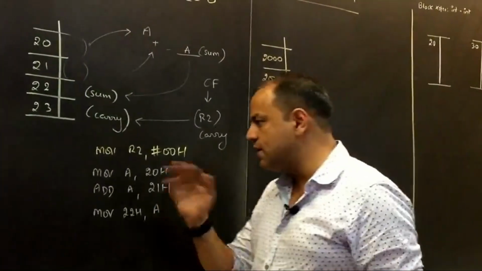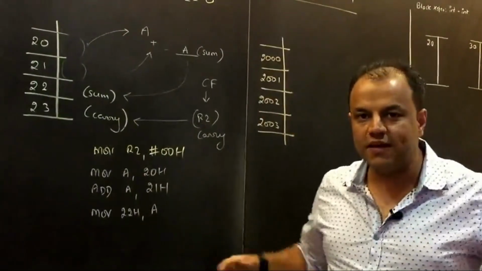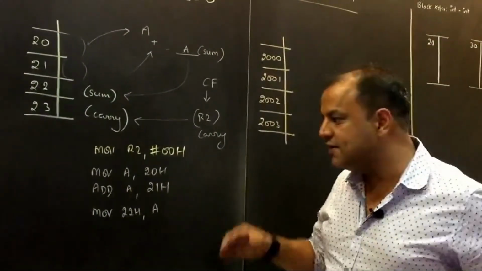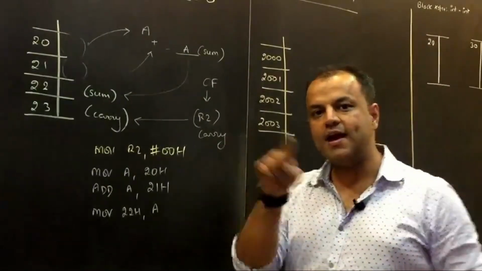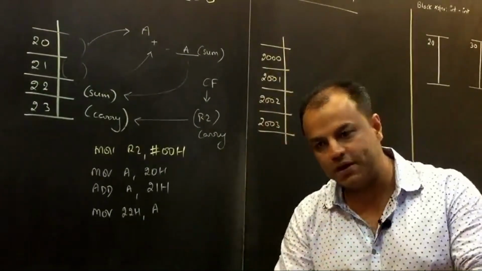Carry could only be 0 or 1. I have assumed carry to be 0. That means if there is no carry formed, a program doesn't need to handle anything. If there is a carry, I need to increment R2. Please tell me, did you understand this?